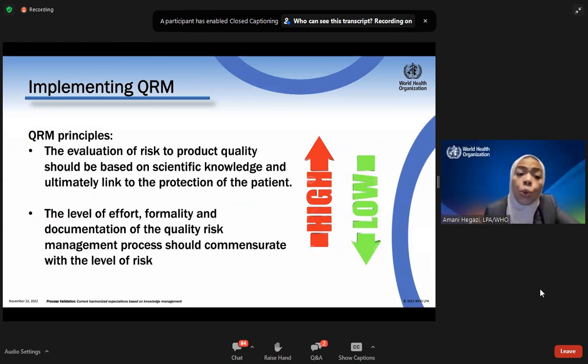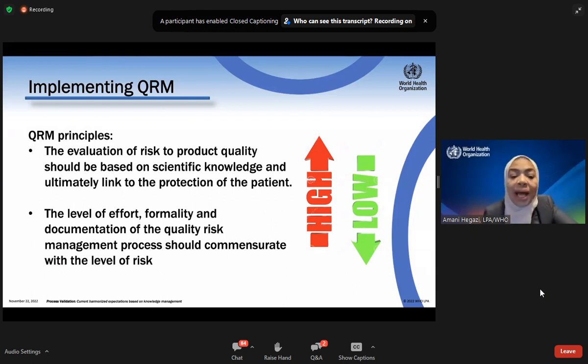And when we are implementing quality risk management, the two main principles should be applied. The first is that the evaluation of the risk to product quality should be based on scientific knowledge and ultimately linked to the protection of the patient. So if the critical quality attribute has a high risk and this variation source has a high impact, this risk should be based on scientific knowledge and data.